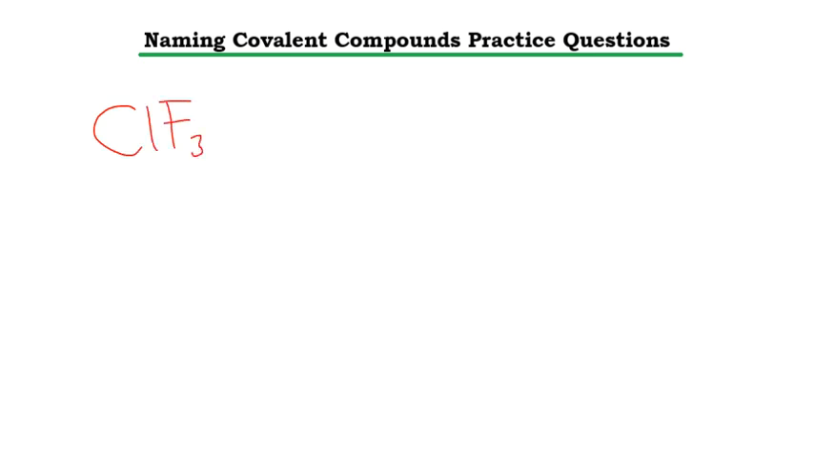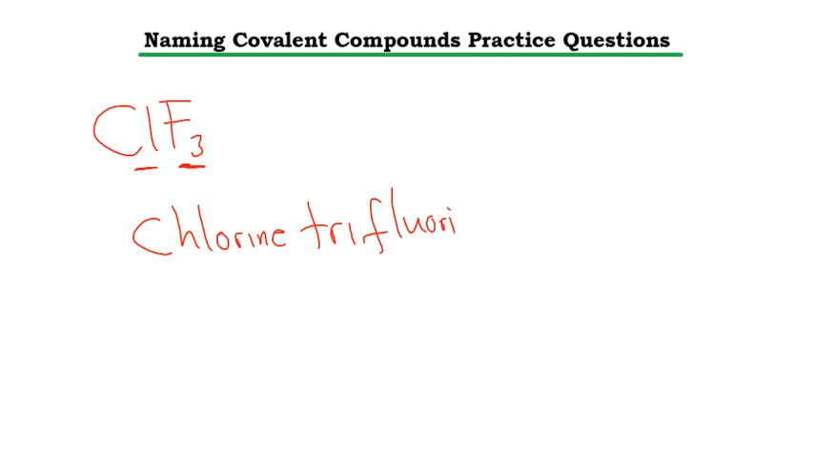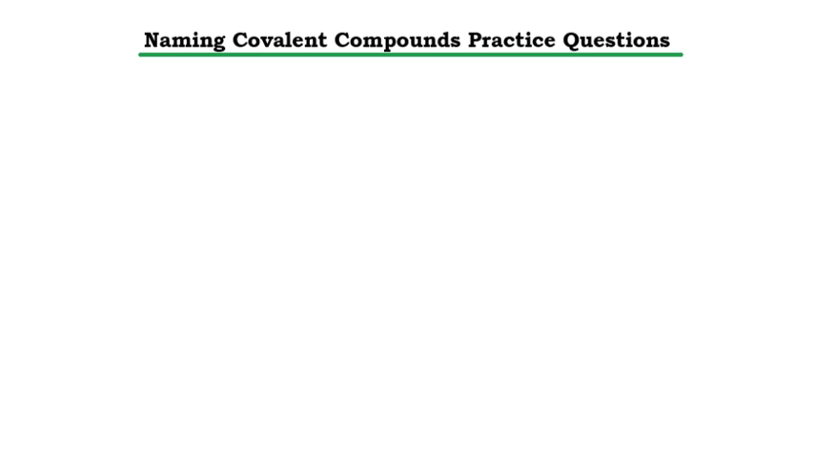ClF3. For the first element, only one atom is present, so we don't add a prefix. It will just be chlorine. For the second element, 3 atoms are present, so it's trifluoride. Chlorine trifluoride. Go to the next one.